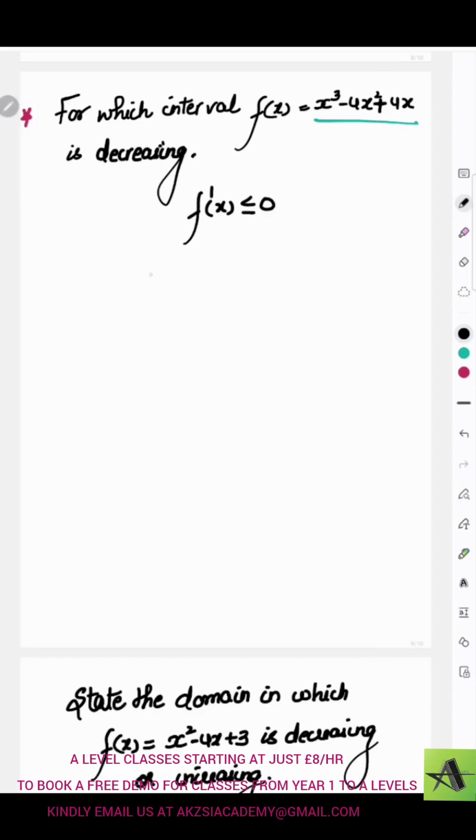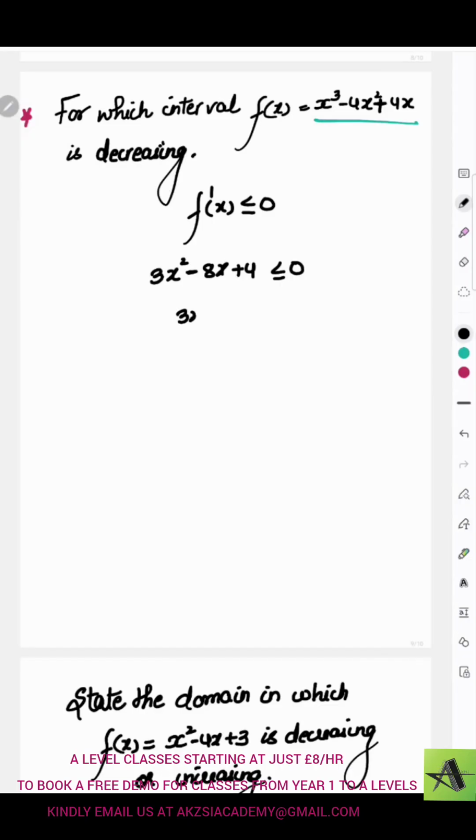So let me differentiate this. This will give me 3x squared minus 8x plus 4 less than or equal to 0. Now this is a quadratic inequality, and to solve a quadratic inequality, we first have to calculate the roots of the equation, that means the zeros of the equation.